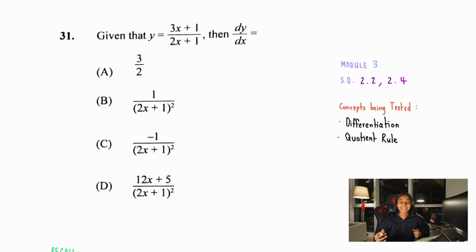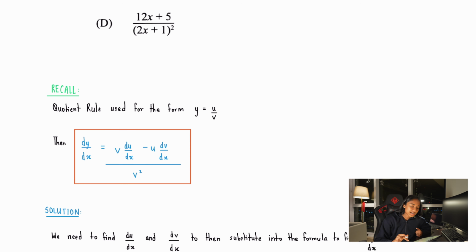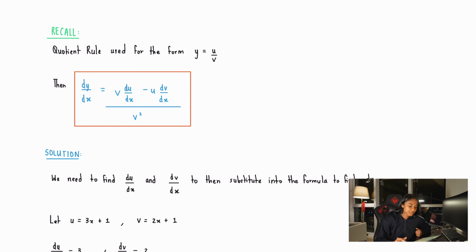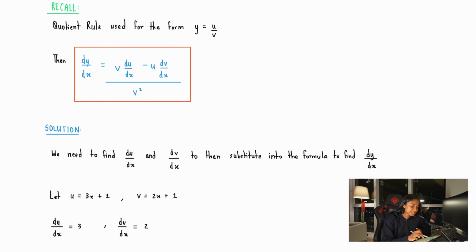Question 31 brings us into some module 3 content, because as you can see here, we have some differentiation involved. So we are given y is equal to 3x plus 1 over 2x plus 1, and they want us to find dy dx. So this is quite simple because all we have to do is use the quotient rule, which states that dy dx is equal to v du dx minus u dv dx all over v squared. And yes, you have to memorize that if you haven't already.